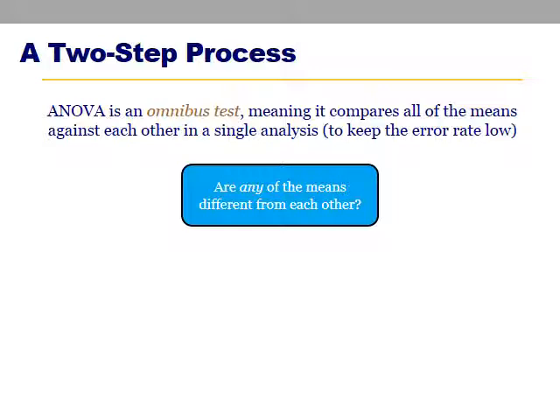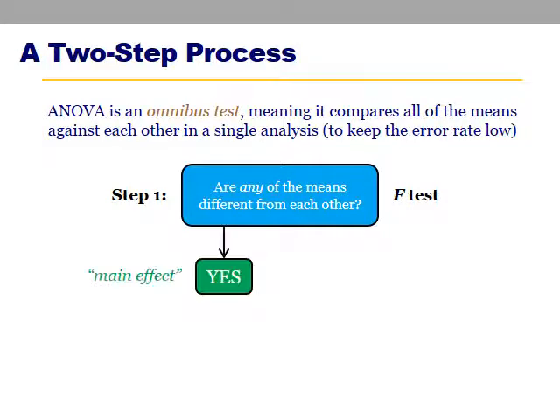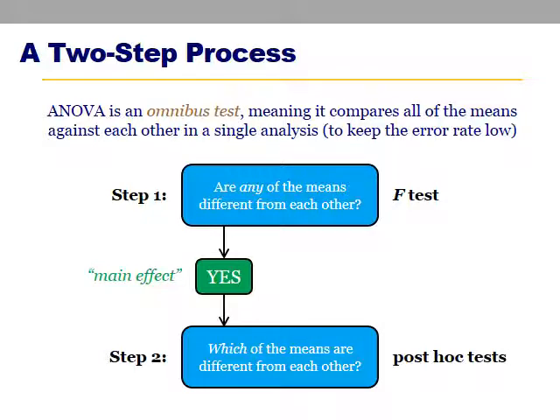Step 1 of the two-step process is going to be to test for what's called a main effect. We're trying to see if any of the means are different from each other. We will determine whether there's a main effect by using an F-test. If the results of the F-test show that there is a main effect, what that tells us is that at least 2 of these means are different from each other. But it doesn't tell us which means are different and which means are not. In order to answer that question, we then have to perform a second step called post hoc tests in order to determine which means are different and which means are not different.